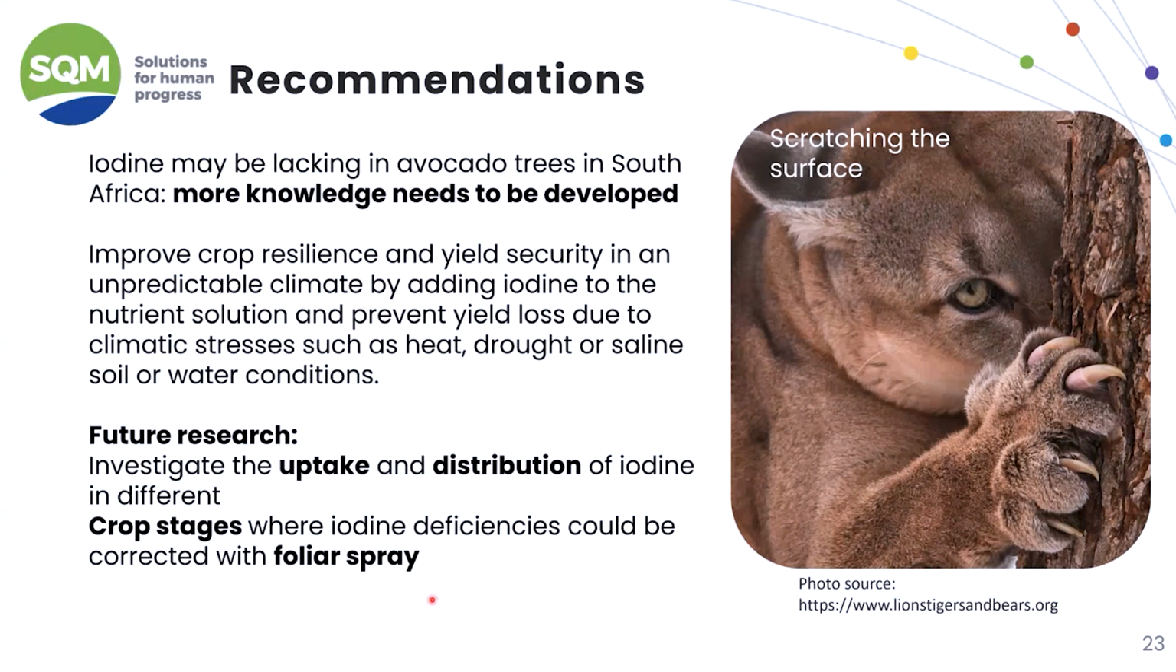So future research could be around foliar spray, to find out those critical stages when you really need to have iodine in the leaves and the fruits, but also to look at the effect of uptake and distribution of iodine in the different crop stages when you apply via your fertigation, and to see how this matches with your best practices of all other nutrients in your avocado orchard. So still a lot to find out.